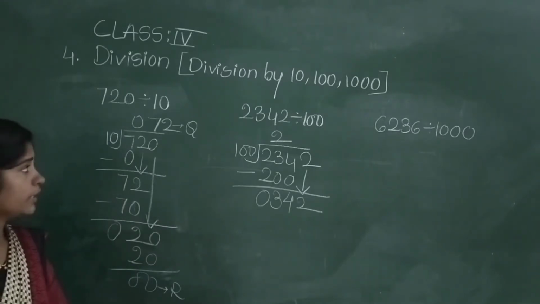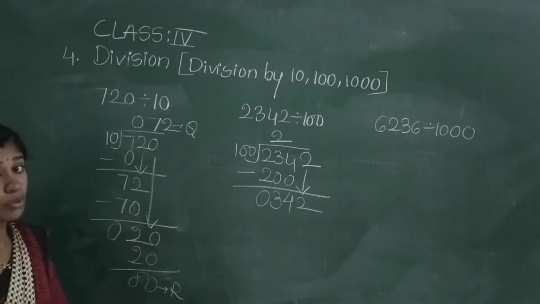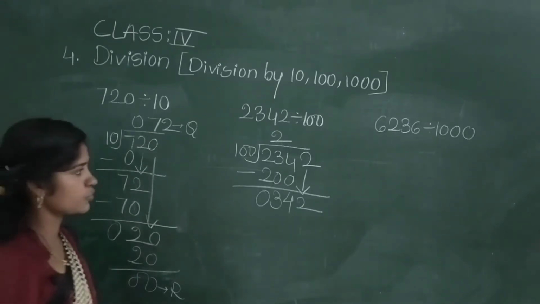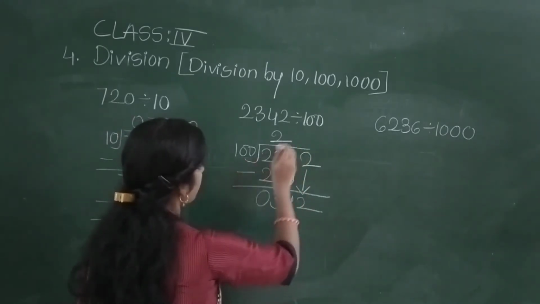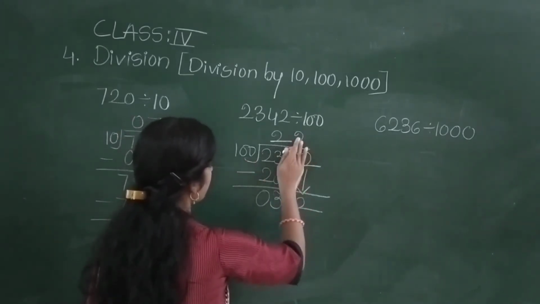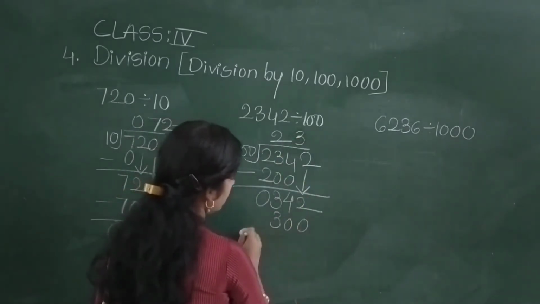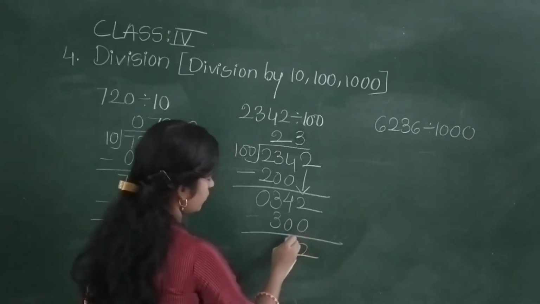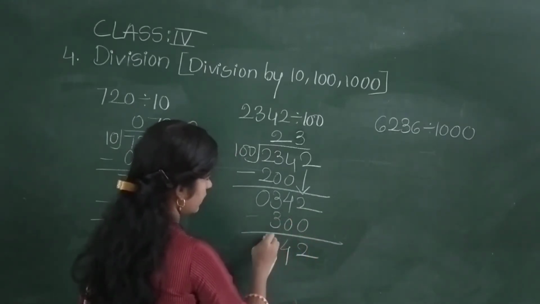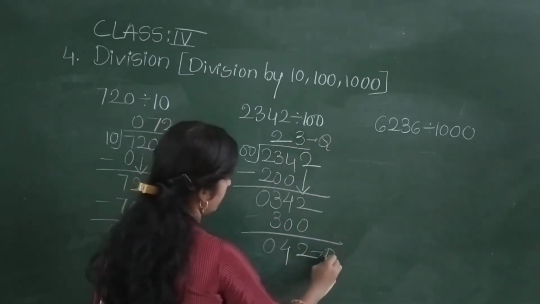Dear students, if you know the 10 ones table, then you can write the 100 ones table also and the 1000 ones table also. So here what do I have to do? I have to take 100 twos. No, sorry, not 100 twos, 3s, 300. Okay, 2 minus 0 is 2, 4 minus 0 is 4, 3 minus 3 is 0. So here is the quotient and this is the remainder.